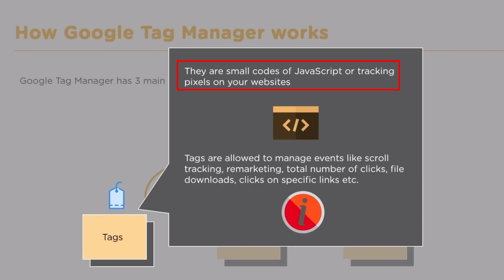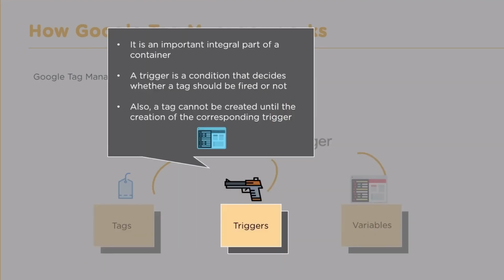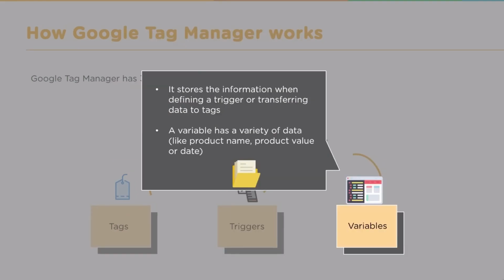It is important to note that tags are short snippets of JavaScript or tracking pixels embedded on a website. They enable event management such as scroll tracking, remarketing, file downloads, play buttons, and even tracking clicks on external links. To create a tag, the corresponding trigger must be established to specify when the tag should be activated. Failure to create a trigger will result in the tag never firing.